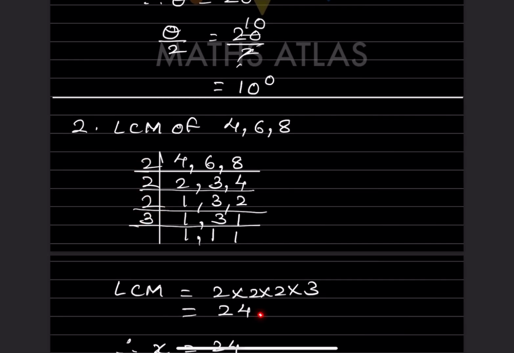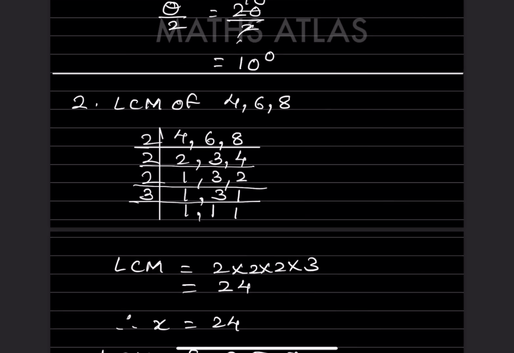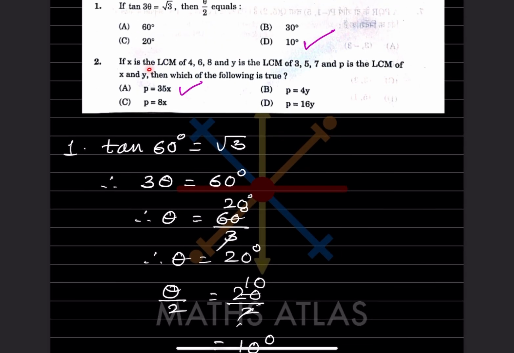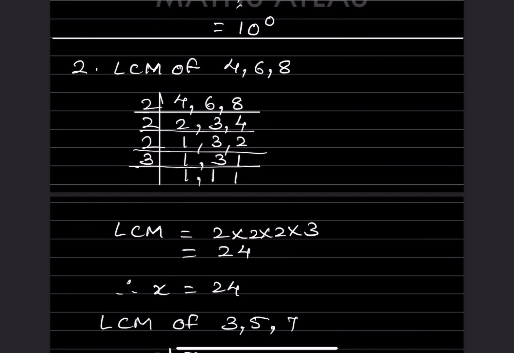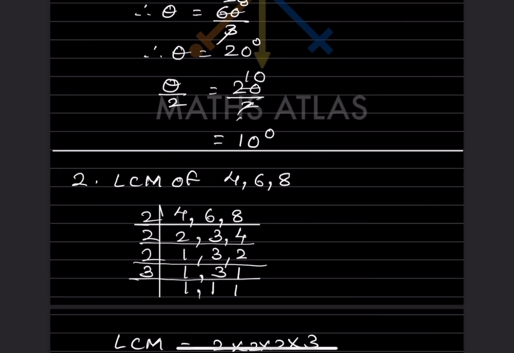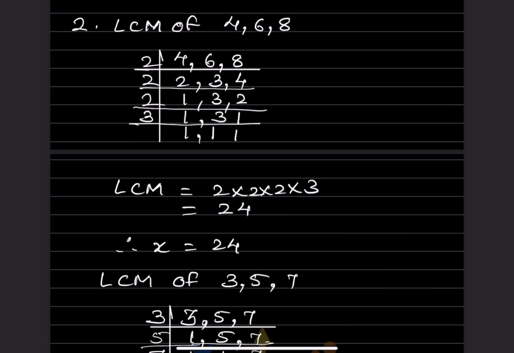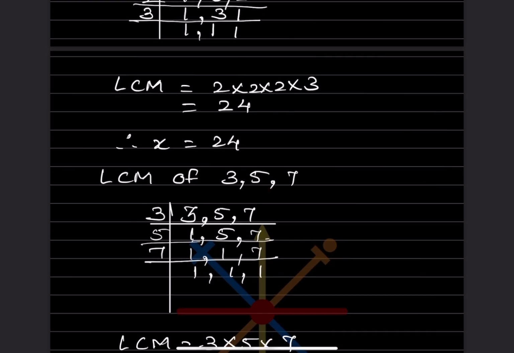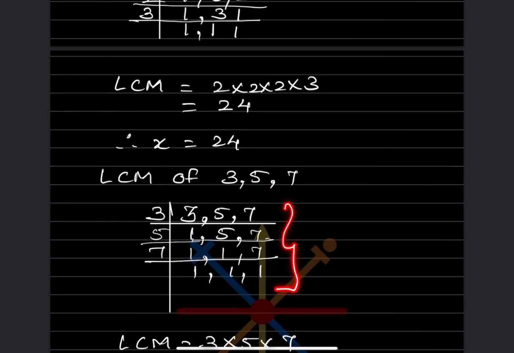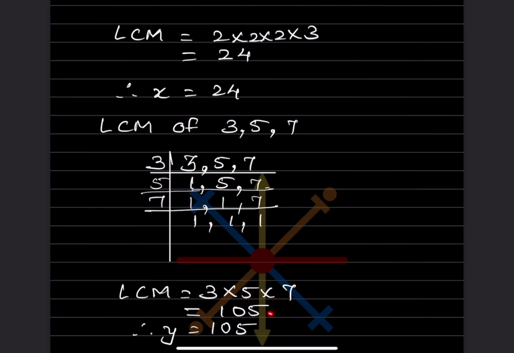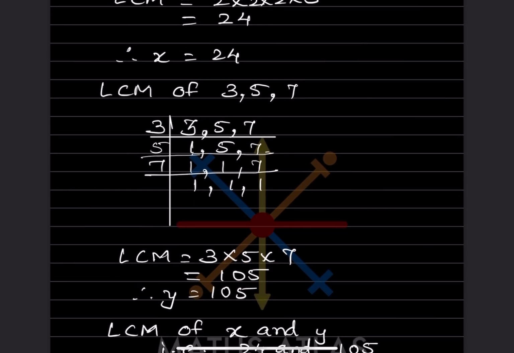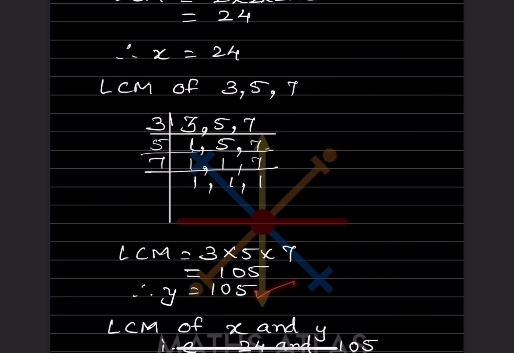You're going to multiply, so the LCM is going to be 24. Because they said x is the LCM of this one, we can take the value of x as 24. Now the next one, y is the LCM of 3, 5, 7. When we take the LCM of 3, 5, 7, after doing it we get 105. So y is going to be 105.